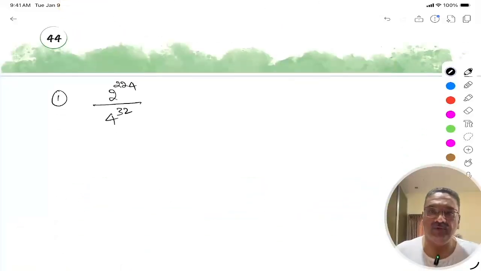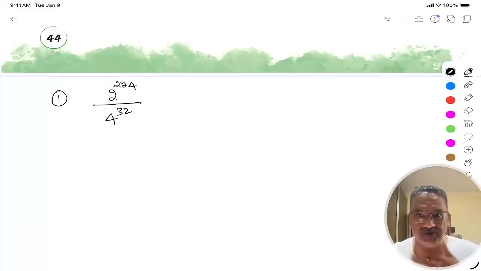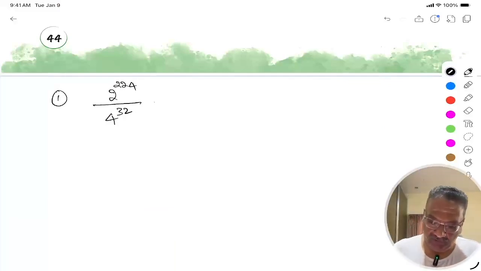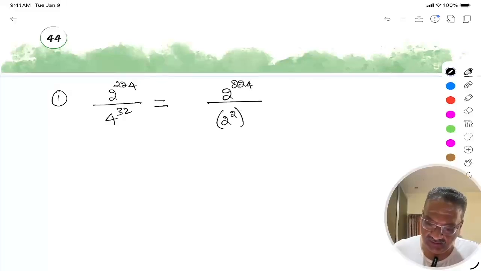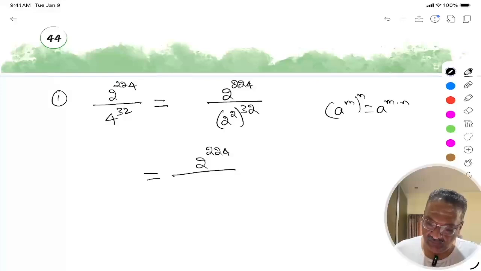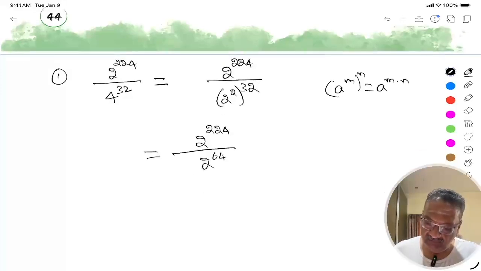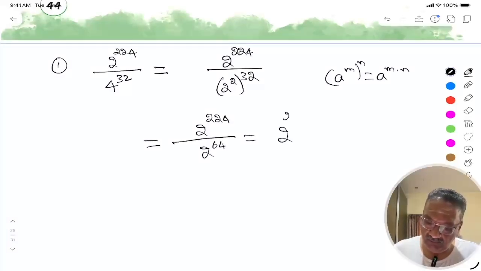See, we have to first simplify the term. So we have 2 to the power of 224. We know that 4 is equal to 2 square, so this is equal to (2 square) to the power of 32. We know a to the power of m raised to the power of n is equal to a to the power of m into n. So this becomes 2 to the power of 224 divided by 2 to the power of 64, or 2 to the power of 224 minus 64.